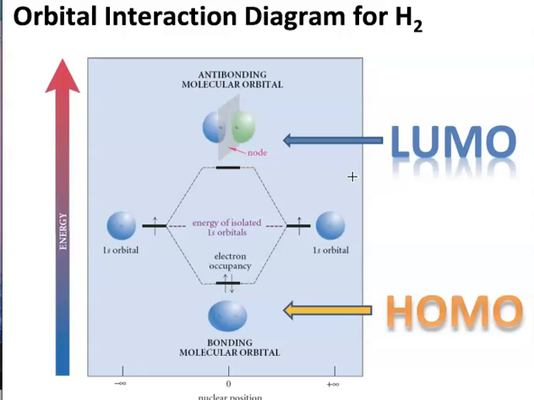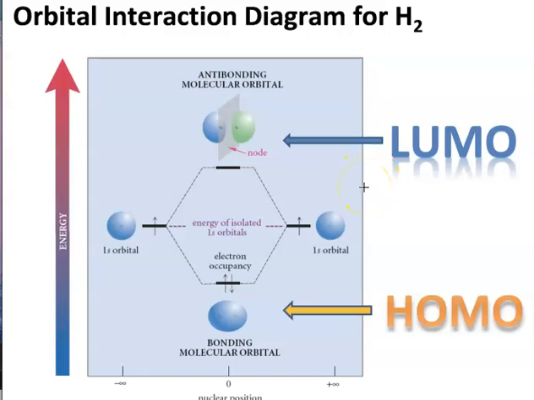So here's a picture of H2, right? Important concepts to know here. The lowest unoccupied molecular orbital is the orbital of the most accessible energy, right next to the highest occupied molecular orbital, and that frontier is where all the chemistry happens.